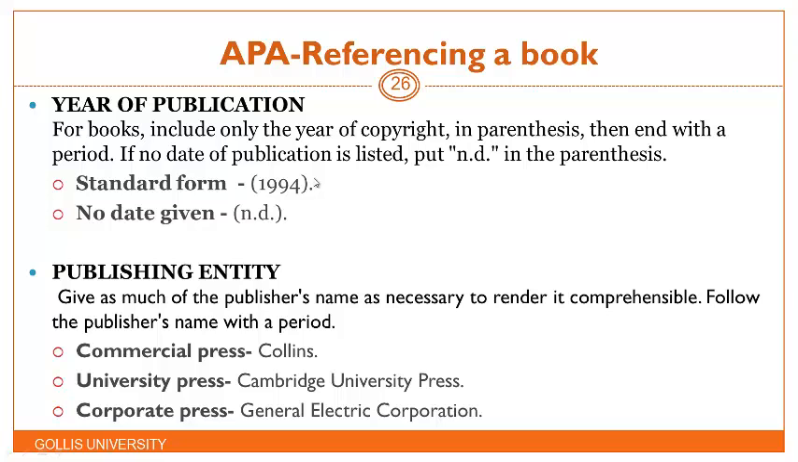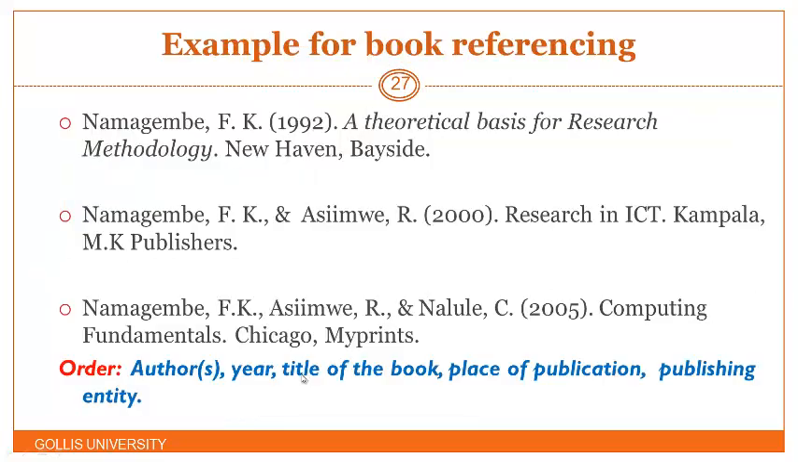And if the date is not given, some books or some sources, maybe they don't provide us with the date, just put it as ND, meaning no date is provided. Publishing entity, that's the publishing company. We have given examples of those publishing companies, for example, Collins, Cambridge University Press, General Electric Corporation. There are many of those common publishing companies. That's how you'll be able to actually provide them.